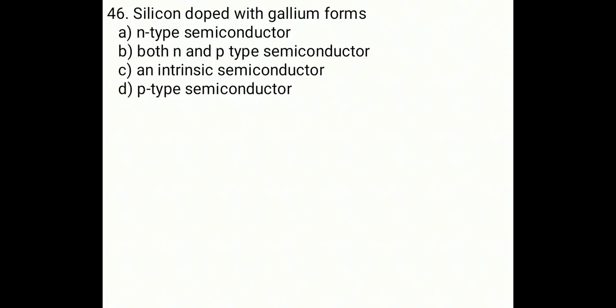Silicon doped with gallium. Gallium is, remember, electron deficient. So hence a P type semiconductor is going to form.